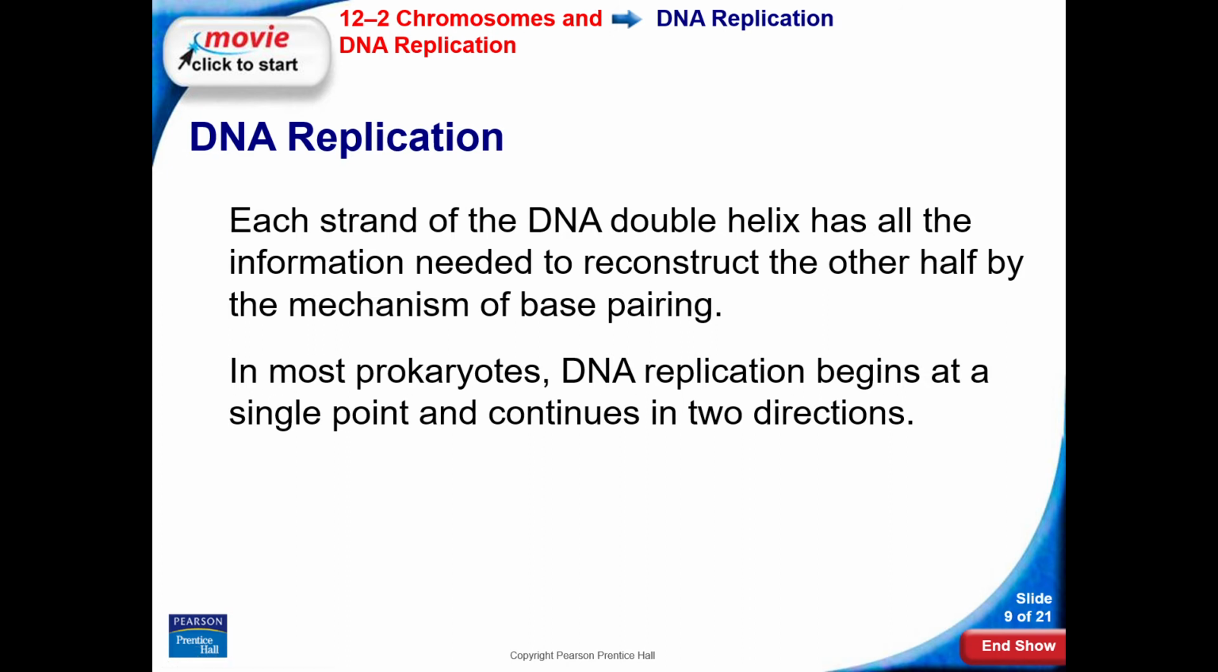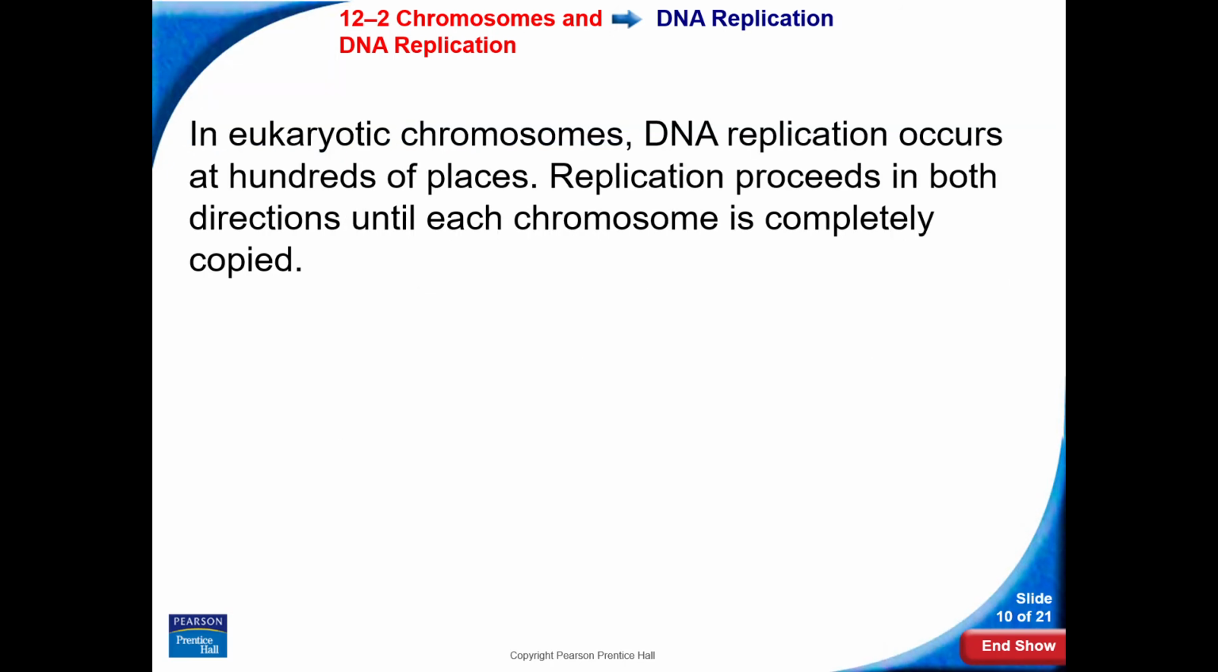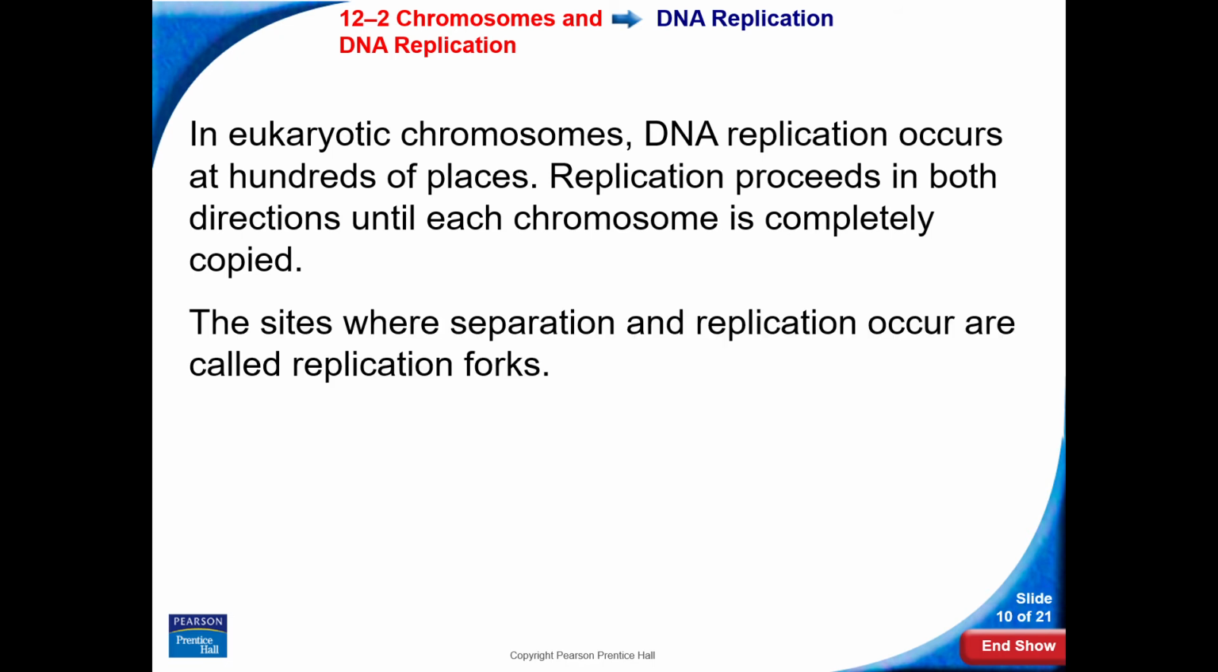If we're in a prokaryotic cell, the DNA replication is going to begin at a single point. It's going to continue in two directions until it's done. But in a eukaryotic cell, the DNA replication is going to occur at lots and lots of places along the chromosomes at the same time. And this replication is going to proceed in both directions until the chromosome is completely copied.